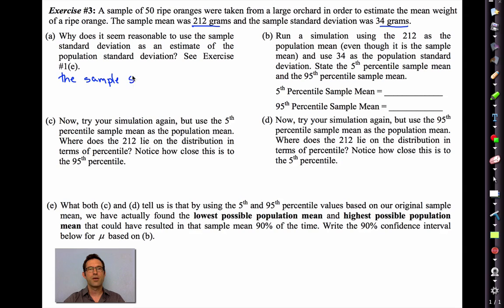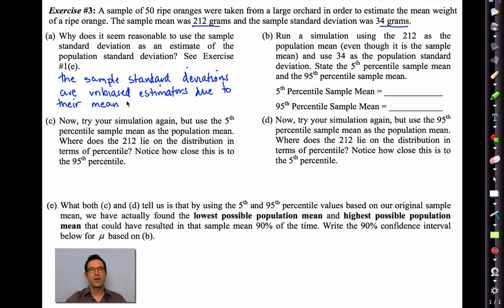Well, again, this is very, very subtle, but sample standard deviations are unbiased estimators, due to their mean being equal to the population standard deviation. So we're going to actually use that as our standard deviation.